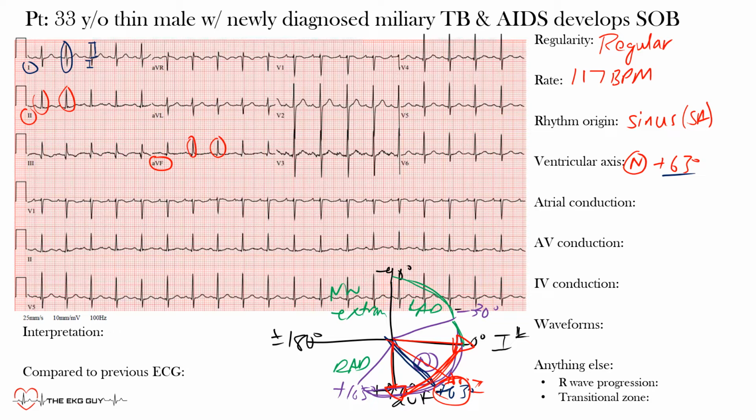Now, how about atrial conduction? Well, typically we look at leads 2 and V1 for P wave or atrial abnormalities, as they appear to be the most evident in those leads.